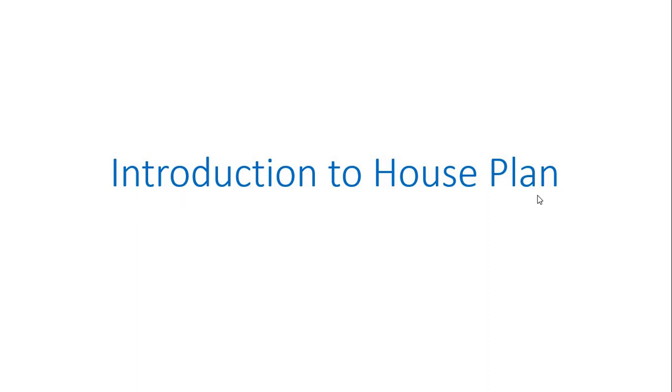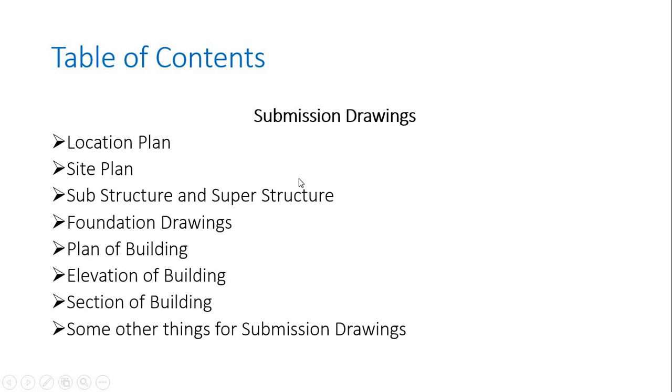As the heading makes clear, this topic is about the introduction to house plan. So let's get started. First of all, you can see the table of contents here. Submission ranks are the ranks which you have to submit to your local authority for approval. There are many kinds of ranks, which include a location plan, site plan, substructure and superstructure, foundation ranks, plan of a building, elevation of a building, section, and some other things.